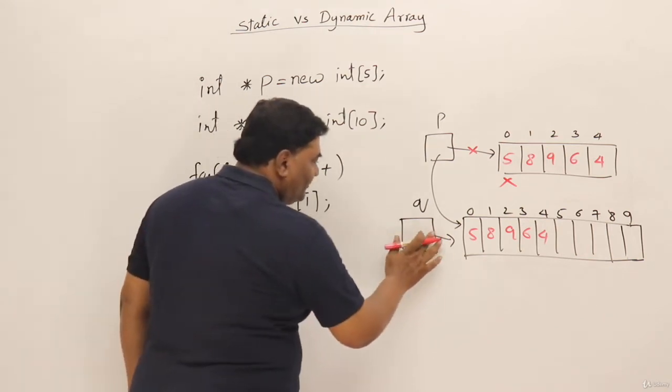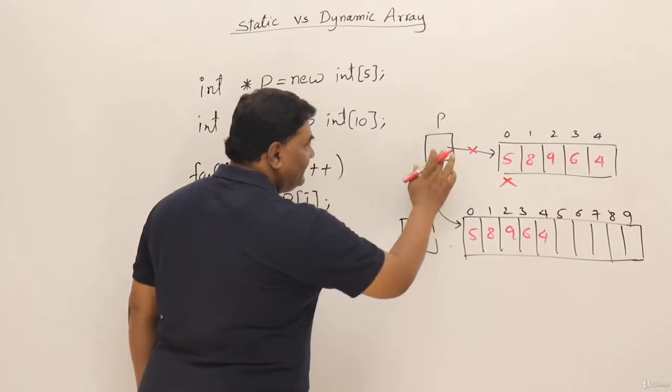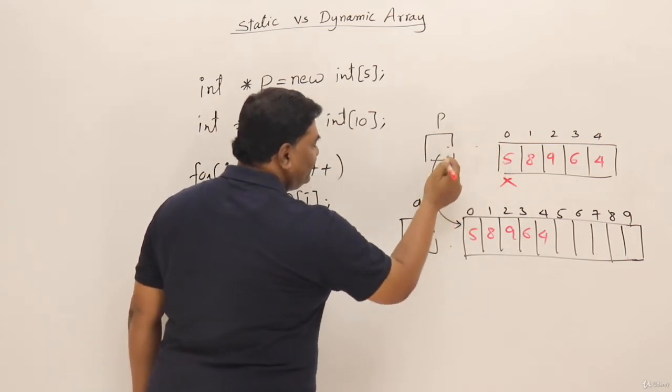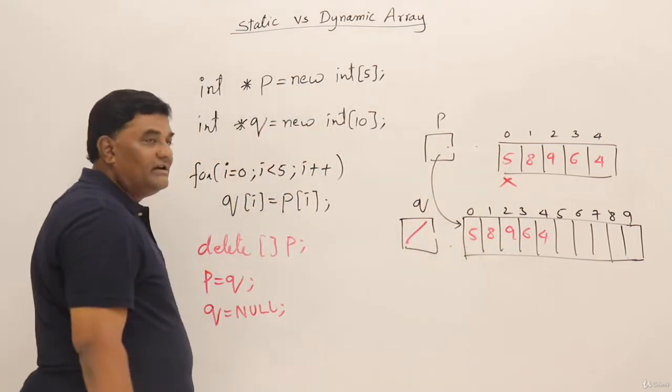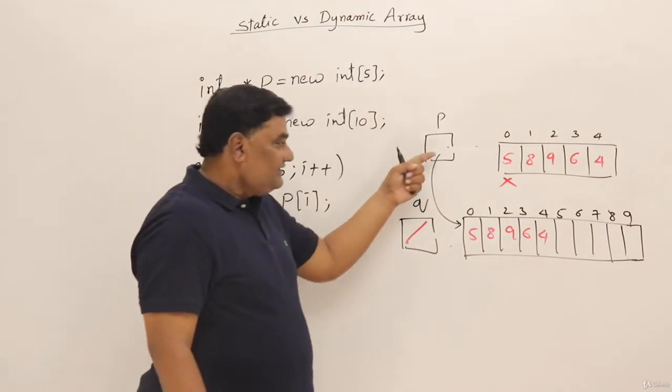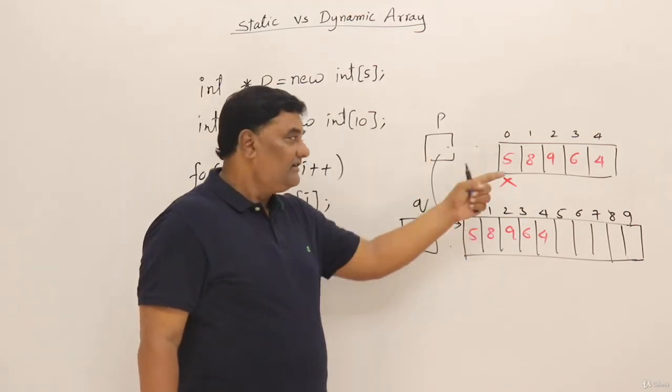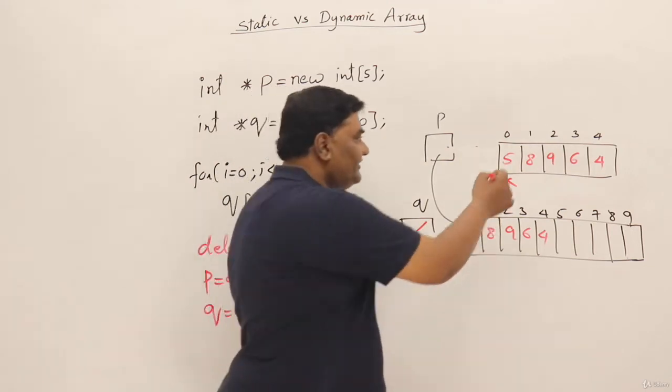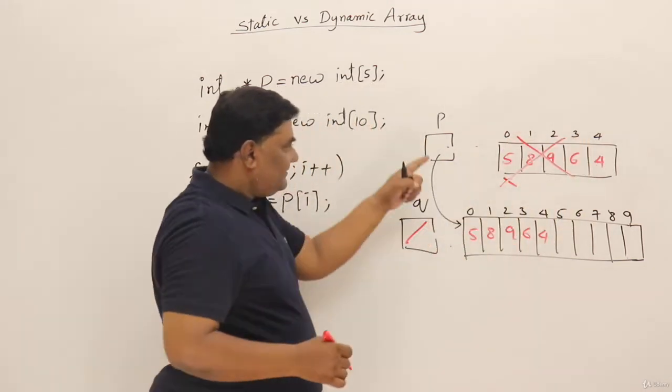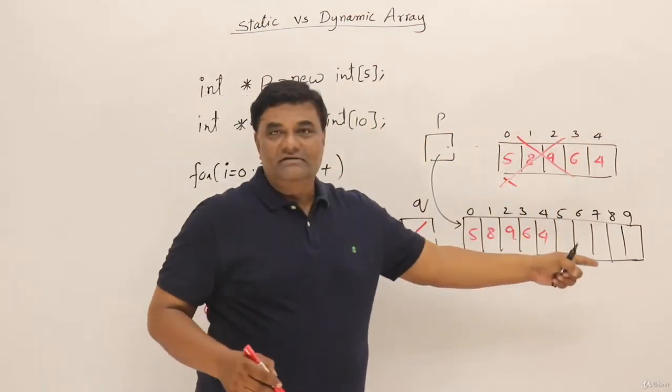So Q will no more point on that one. This is null, so this is not pointing on this one. It's pointing on this P. Now if I say P, this is the array now. That array is gone. It is deleted, so it is removed from the memory. And P array size is now 10.